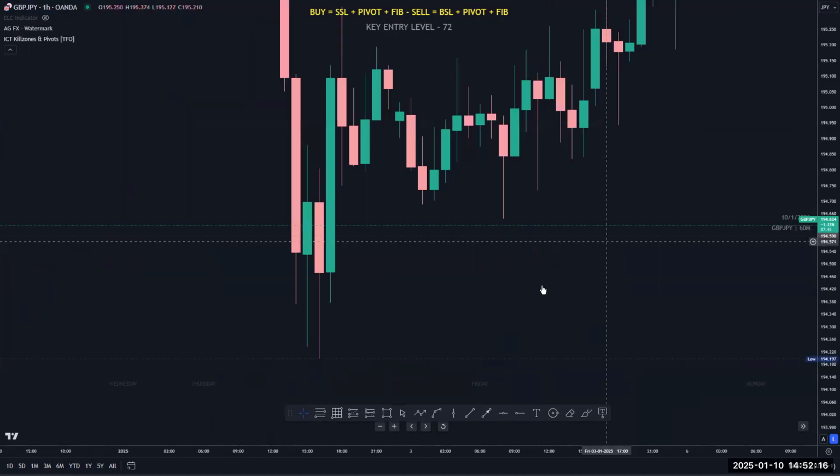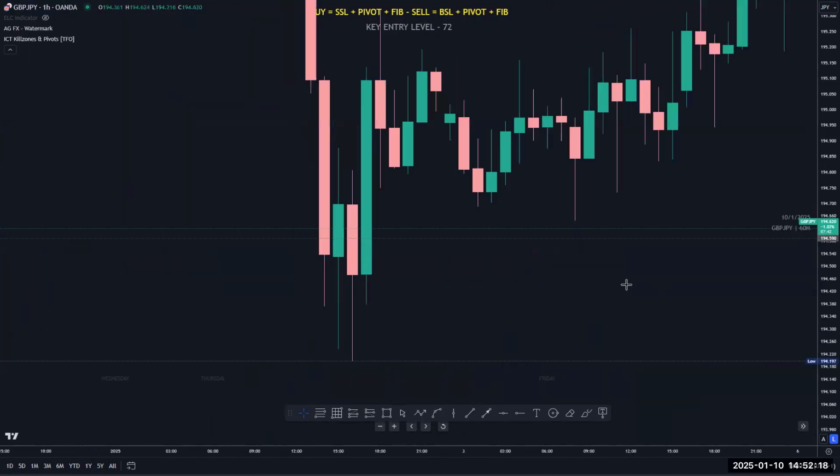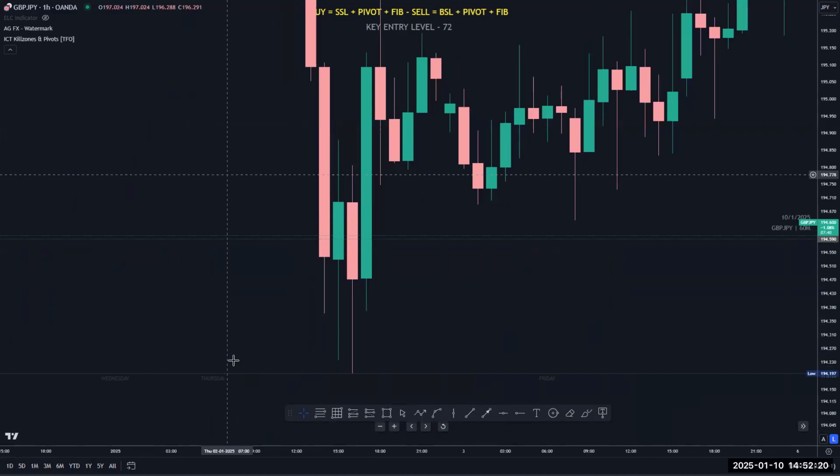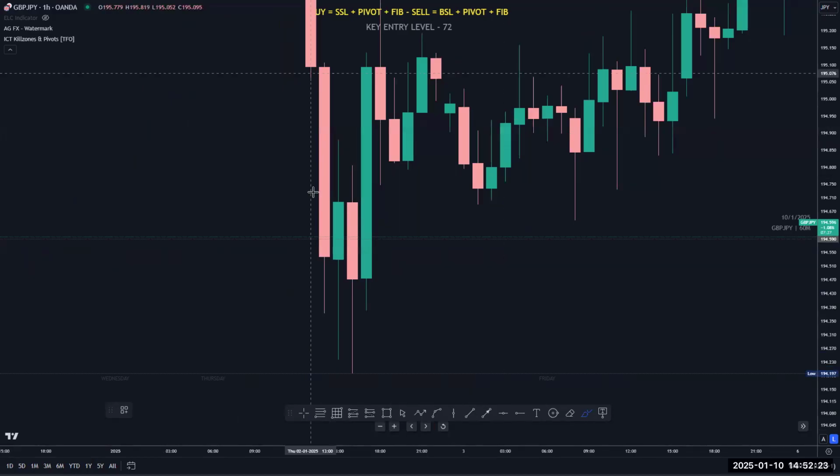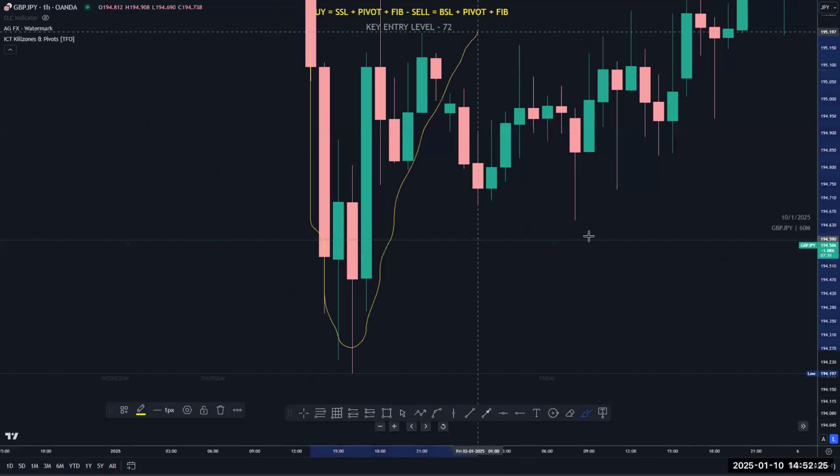So the opposite logic, in the opposite direction, is the same. The market is transitioning from a bearish trend to a bullish trend. Very simple.